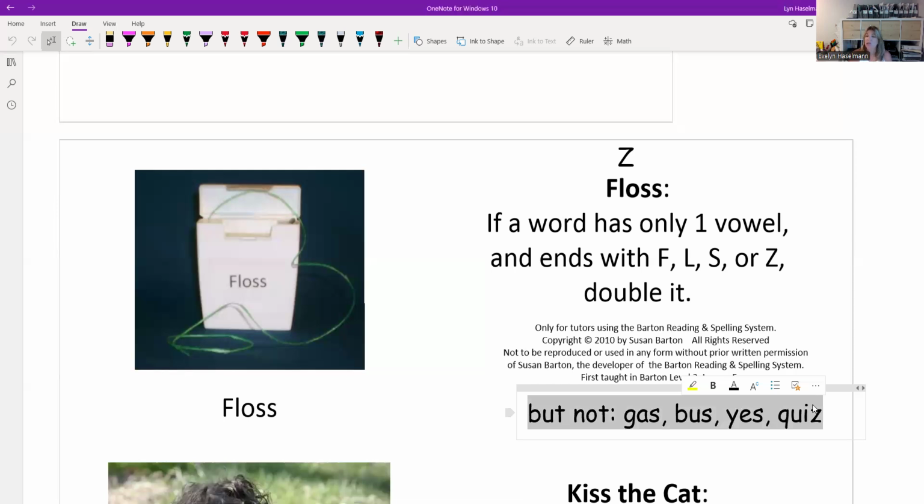It's kind of fun to let your student find some of the but not words. I found a rule breaker today. That's always a fun thing for them.